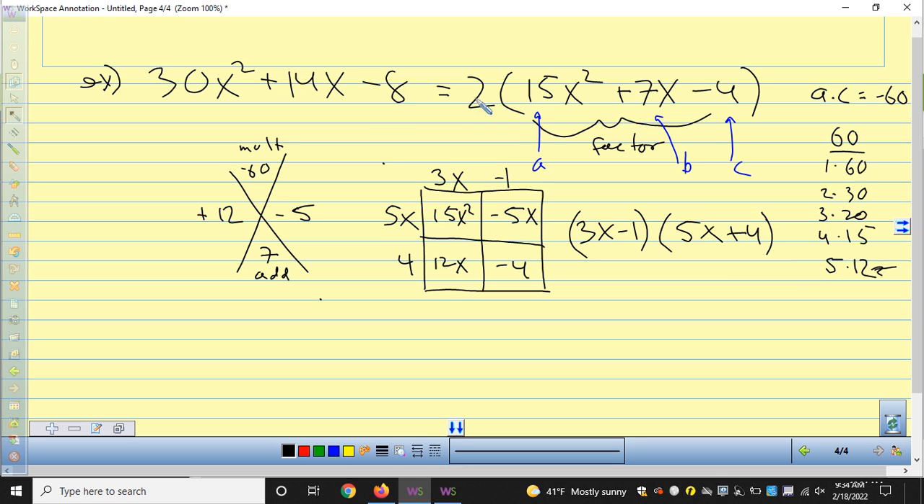But here I've multiplied by 2, so my final answer is 2 times 3x minus 1 times 5x plus 4. Because I still have this 2, I factored this to get this. I still need to have that 2 out front.